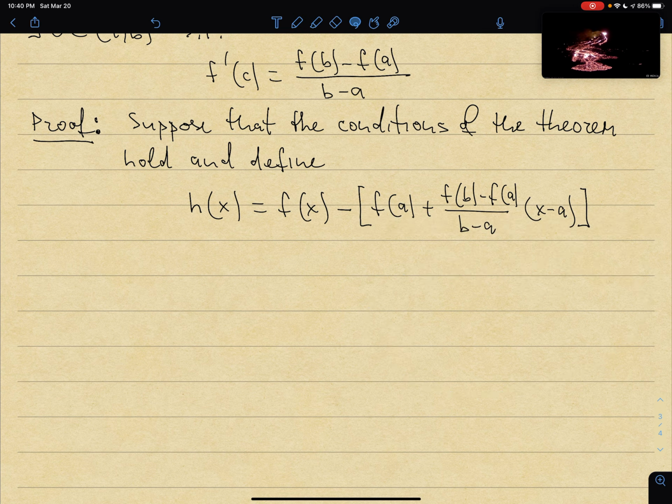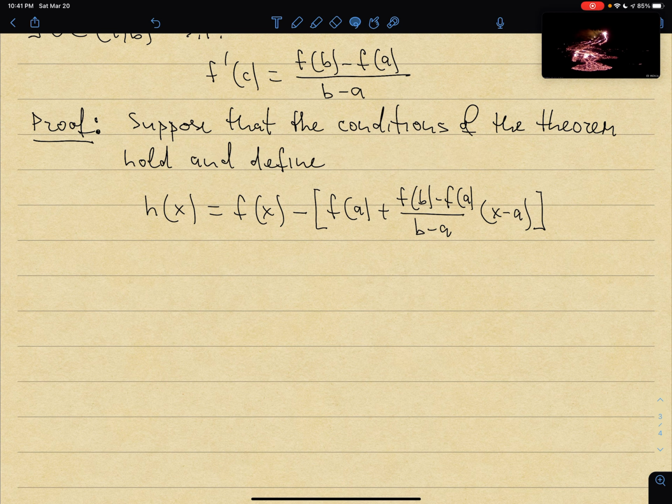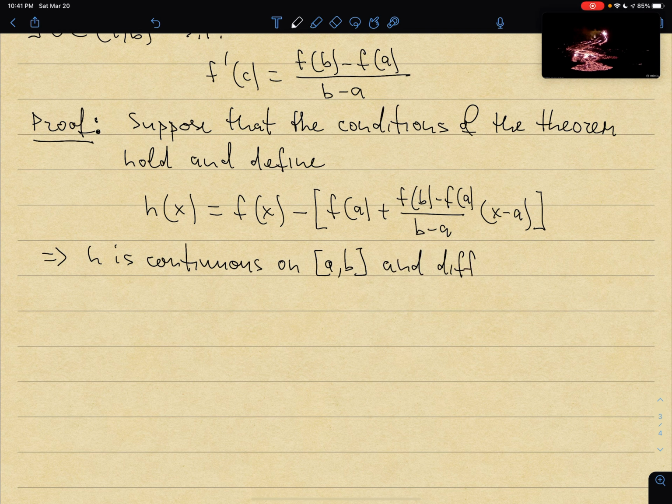Okay, so then what do I know about the function h of x? Of course, this is my function f, which is differentiable and continuous, and this is a linear function of x, so it's differentiable and continuous everywhere. So h is continuous on AB and differentiable on the open version of AB, just by the properties of continuity and differentiability.